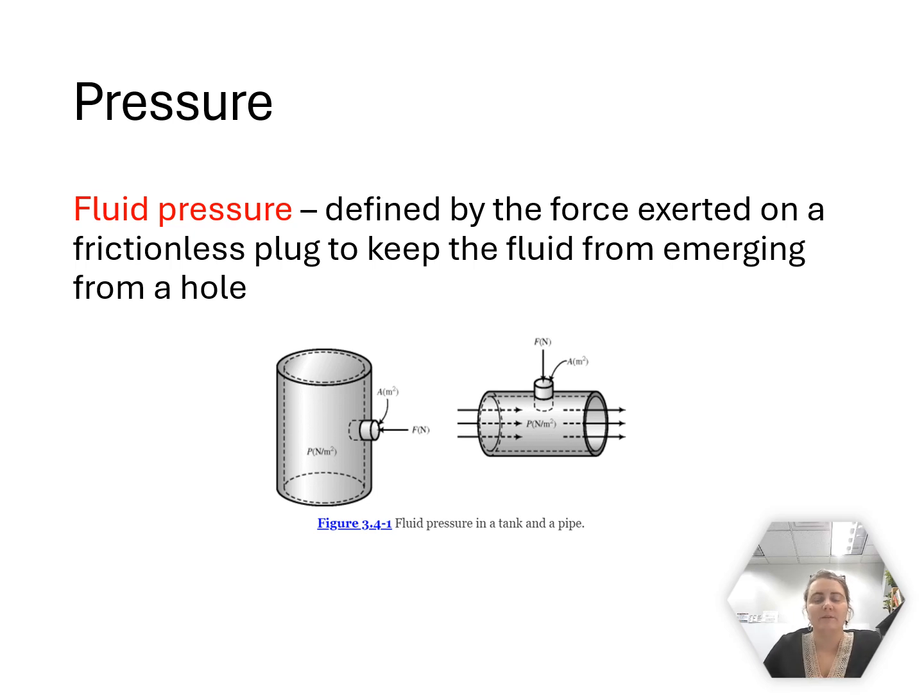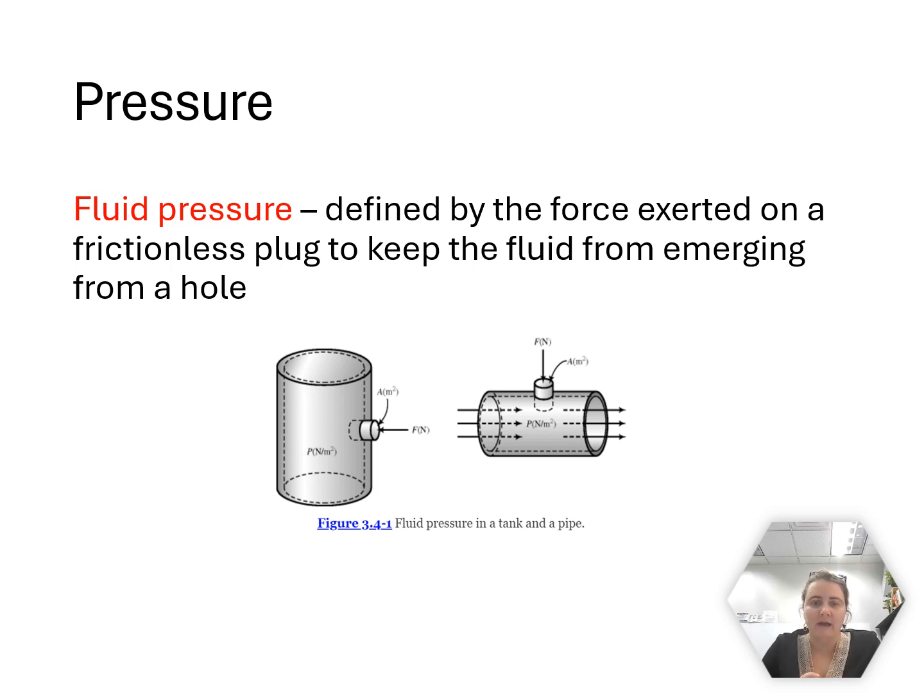Most of the time when we talk about pressure, we're talking about fluid pressure, especially as environmental engineers, because we deal with fluid mechanics, we deal with pipes and air and water and all those good things. Fluid pressure is defined by the force that's exerted on what we call a frictionless plug to keep the fluid from emerging from a hole. This is the standard classical definition that a textbook would give you.